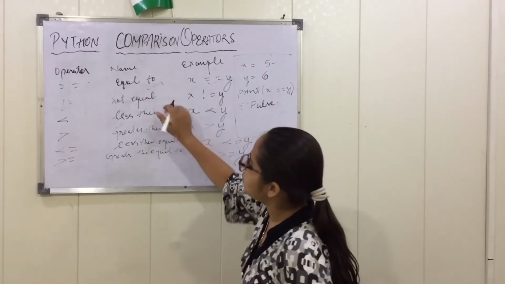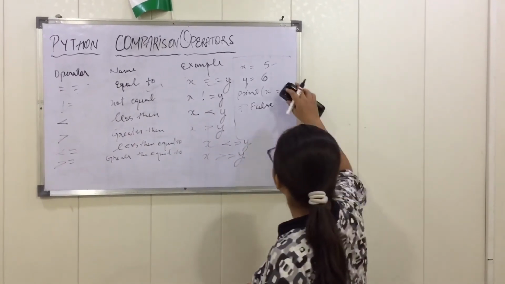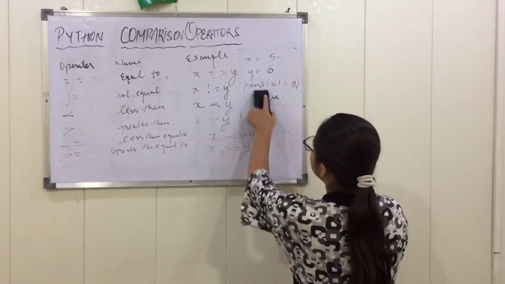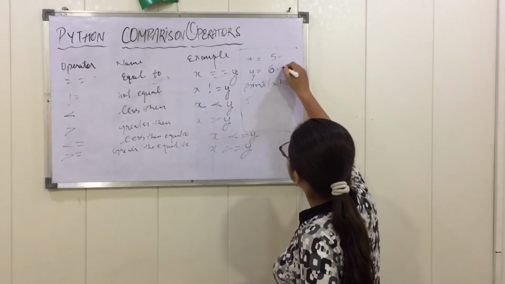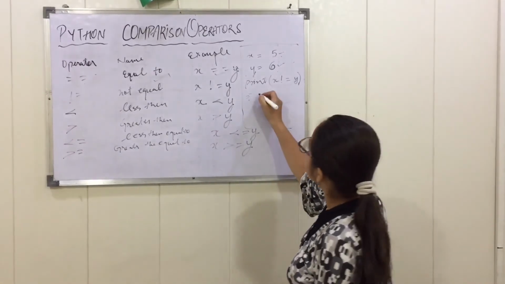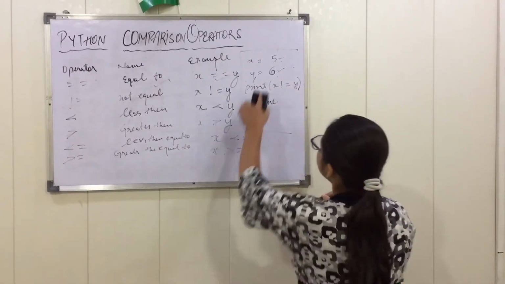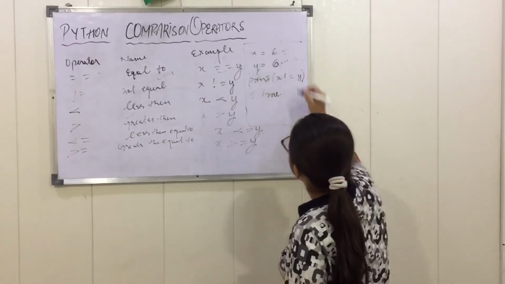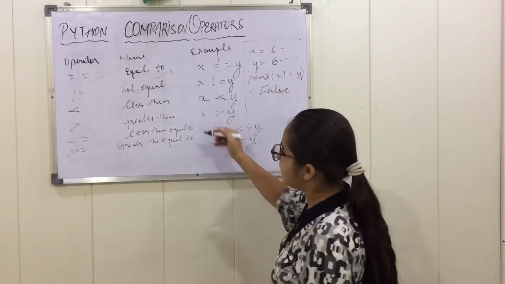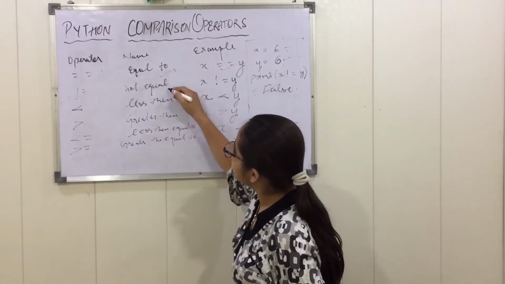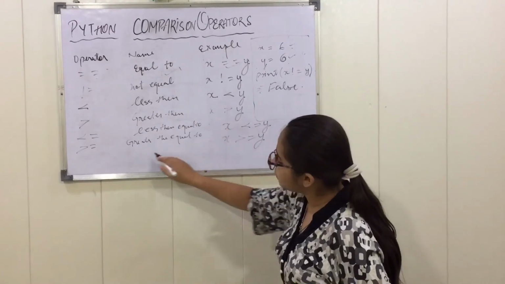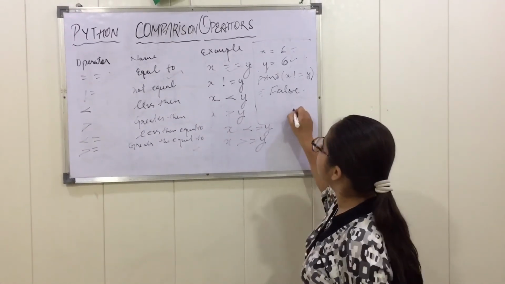For the next operator, not equal to, the operator will be changed to not equal. With x's value 5 and y's value 6, they are not equal, so the answer is true. If we write both values the same, with not equal, the answer will be false. Similarly, we can use the other examples, less than or equal to and greater than or equal to, in this format.